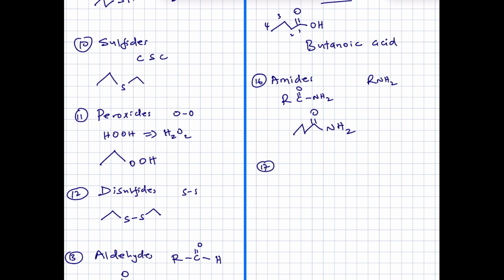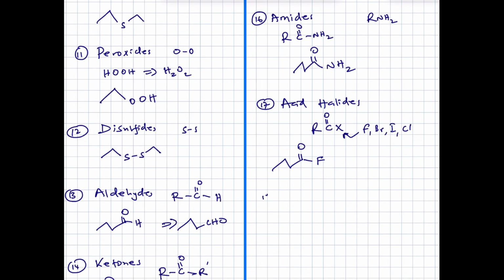Number 17, acid halides. They contain an alkyl group, carbonyl, and then a halogen. Remember, this halogen X can be fluorine, bromine, iodine, or chlorine. So an example of an acid halide will be this. That's an acid fluoride.